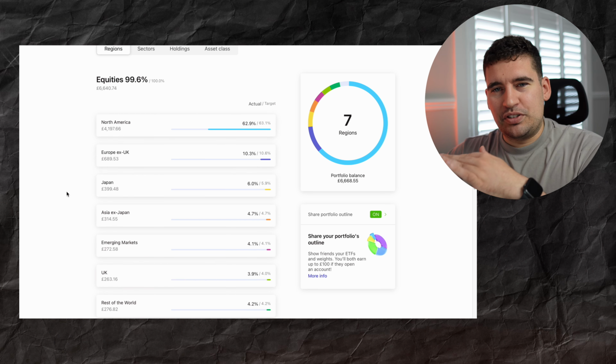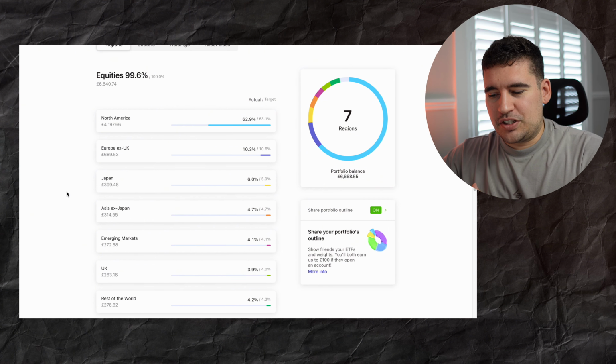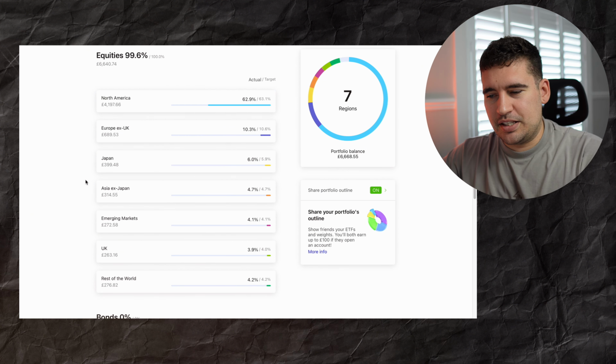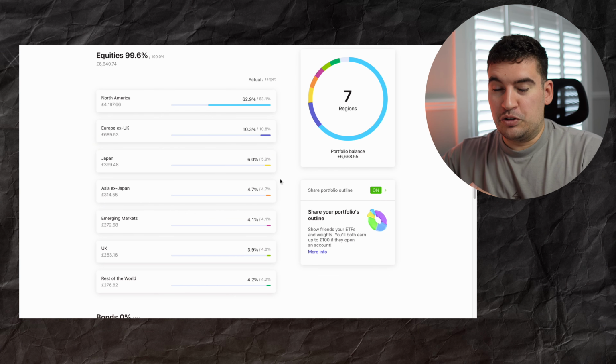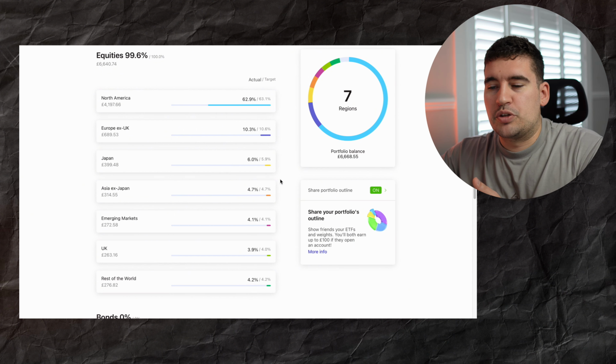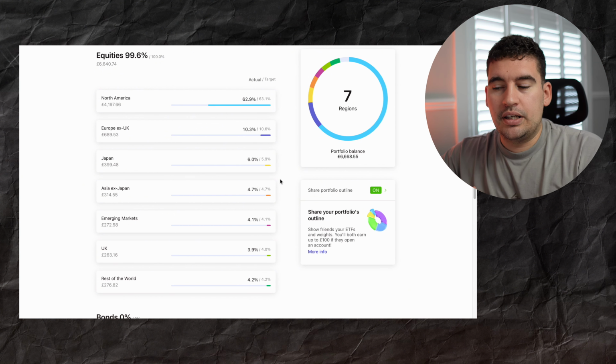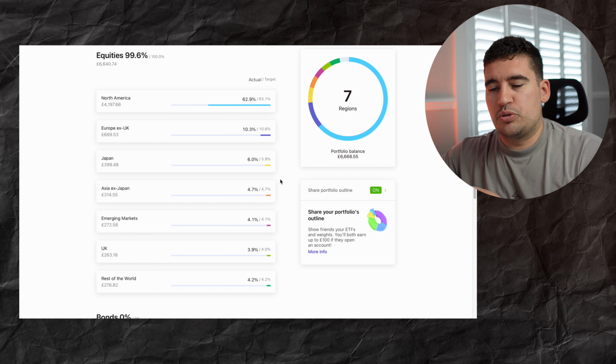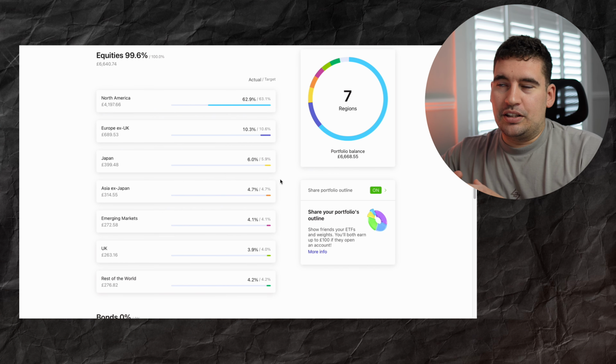Again, the ETFs dictate where this is split up, but these percentages, so North America 63%, Europe 10%, etc., do mirror that FTSE All-World index, which is the main goal of this portfolio: to invest globally with the lowest fees possible, and with flexibility.